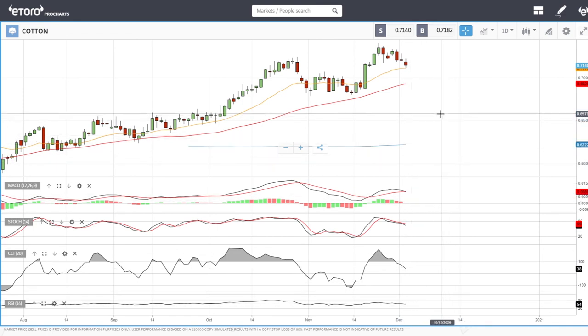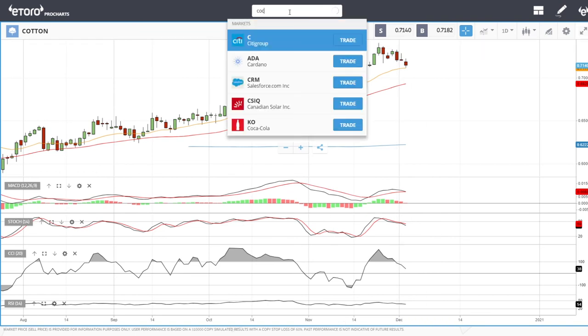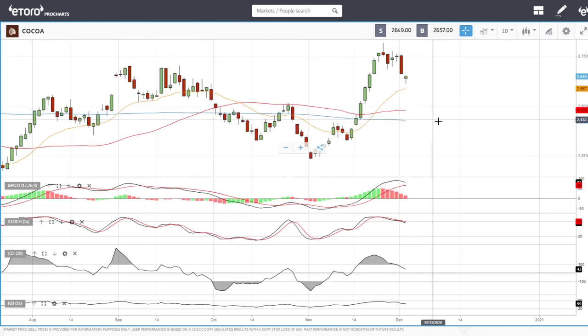And yes, at this point, that is also expected. The 20 will most likely break tomorrow, and then we'll head towards this area where we basically can buy with a stop loss right here, and then target these very highs. That is our trade for cotton. So let's see cocoa. And this was a fairly profitable trade.